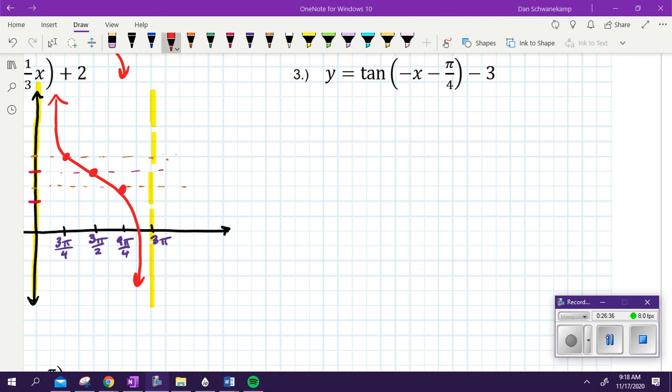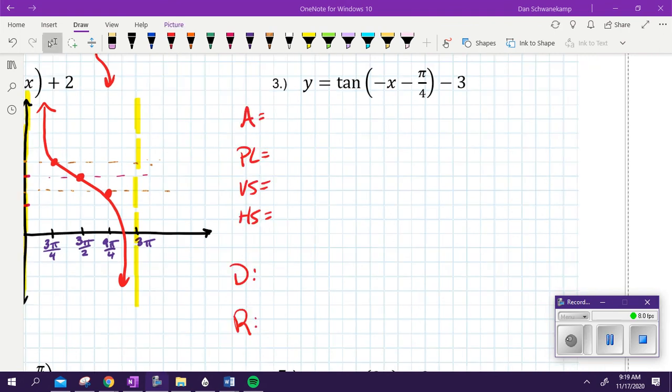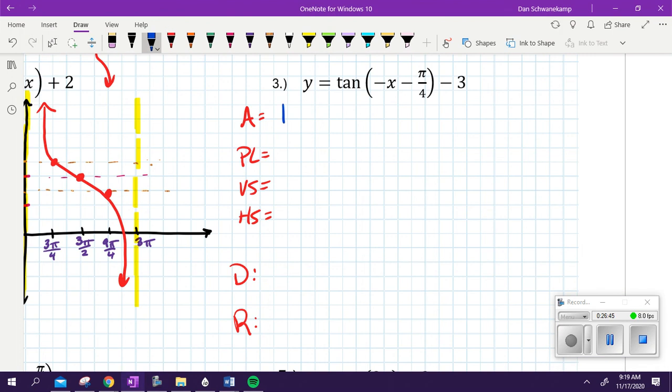Go ahead and set up your amplitude, period length, vertical shift, horizontal shift. Amplitude, Herman, what's my amplitude going to be? 1. What about your period length? Pi, good. Don't forget that it is 1 pi because we're tanning. Vertical shift here, careful.